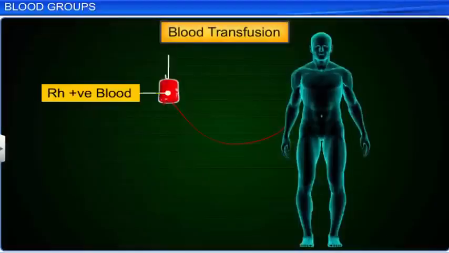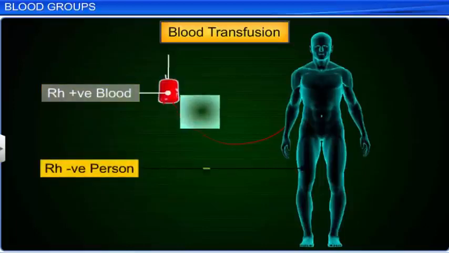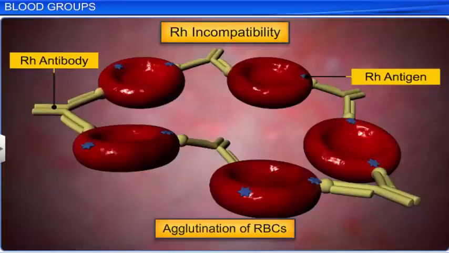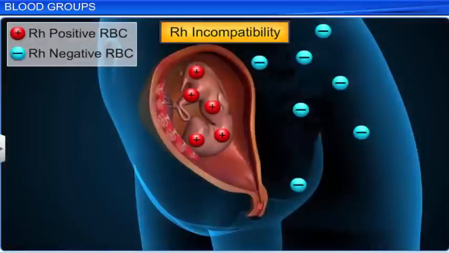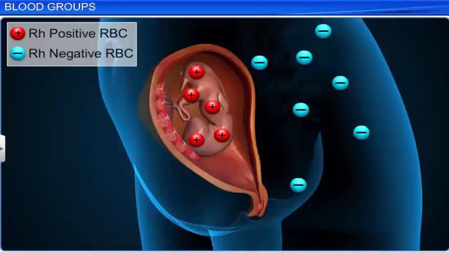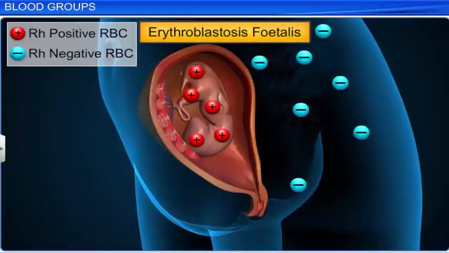In addition to ABO blood grouping, Rh blood group matching is also universally carried out during blood transfusion. This is because if Rh positive blood is transfused to an Rh negative person, it can induce the formation of Rh antibodies, resulting in the agglutination of RBCs. An example of such incompatibility takes place in an Rh negative woman carrying an Rh positive fetus. In such cases, the Rh incompatibility results in a condition called erythroblastosis fetalis.